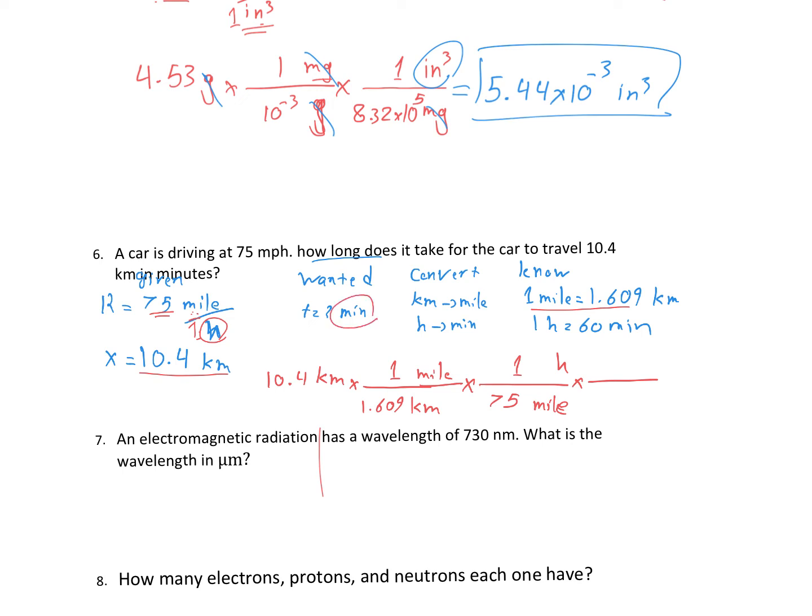We want the answer in minutes, so 1 hour is 60 minutes. And again, I put hour here, so I have to put it on the bottom to get rid of that. Kilometer with kilometer, miles with miles, hour with hour, and we end up with minutes. And that's what we want. So the rest is just putting these numbers in the calculator, and you will get 5.17 minutes.